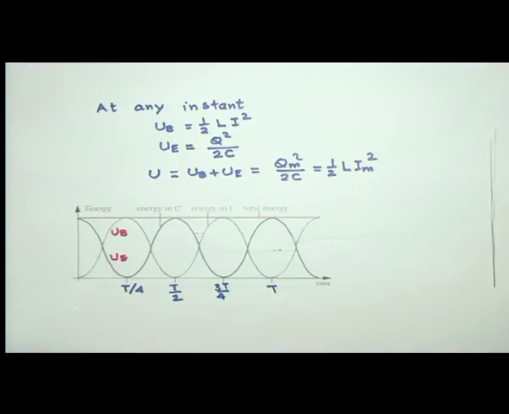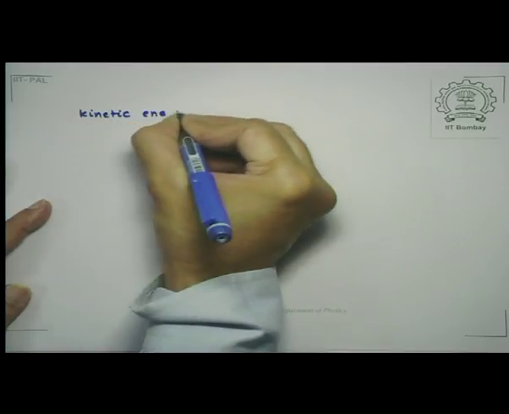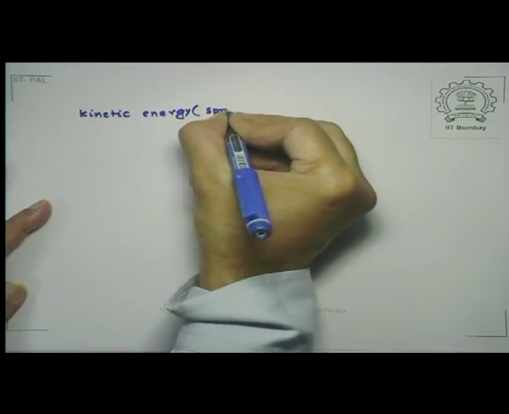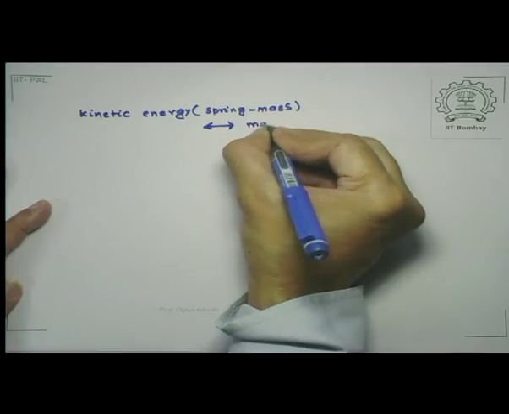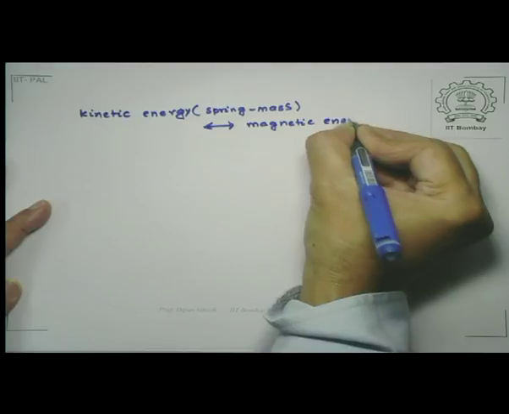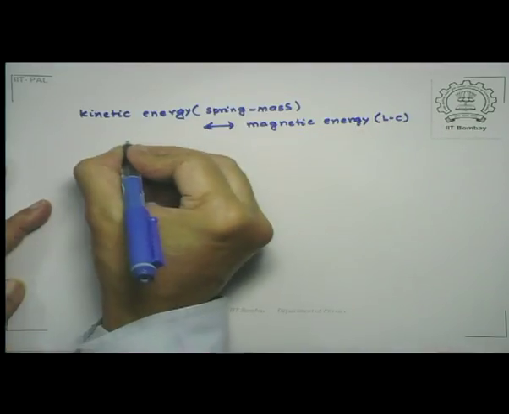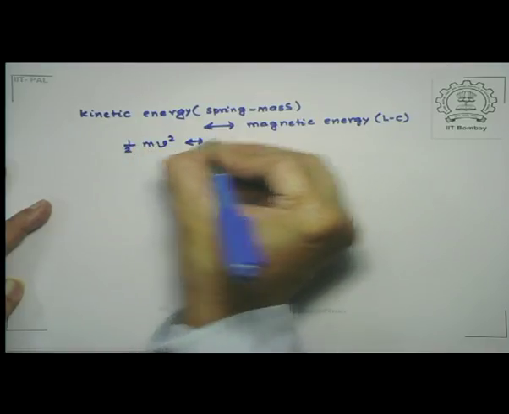I will not go through the solution because the equations are very similar, so the solution must be very similar. What is happening is that in the mass spring system, we had a continuous conversion of kinetic energy into potential energy and vice versa. In this case, the kinetic energy is analogous to the magnetic energy, half mv square and half Li square. So what we find is the kinetic energy for the spring mass system corresponds to the magnetic energy for the LC circuit, that is half mv square corresponds to half Li square.